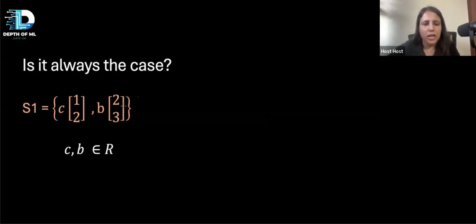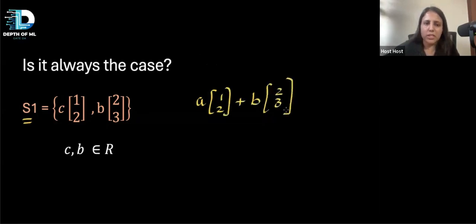Now what happens if I say that no, I'm not going to take the vectors from R2. I will actually define a set called S1, right? And here I will take all the multiples of this particular vector, which is 1, 2, which is a 2-coordinate vector. And also I'm going to take all the multiples of 2, 3. And I will create a set of this, right? So if I take the linear combination of any of these two vectors, so if I do something like A of 1, 2 plus B of 2, 3, will it still lie in S1?